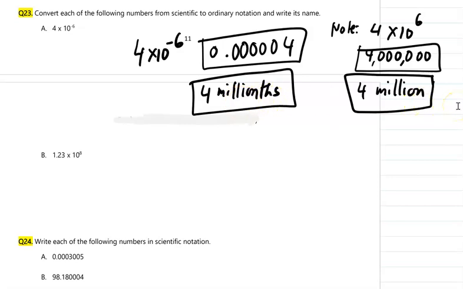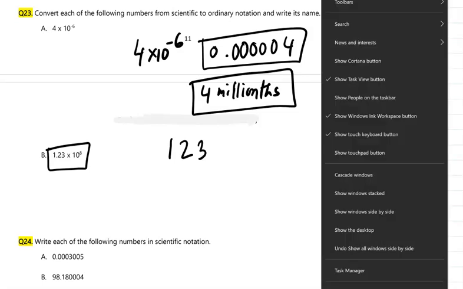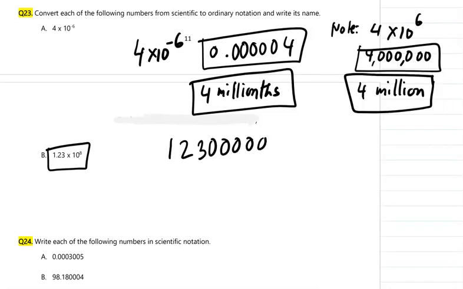Okay, that's the A. For the B, this number is a very big number because of 10 to the power 8. So to write this number as an ordinary number, you move this decimal 8 units to the right. Since you already have 2 units here, 2 and 3, you add 6 more 0s. So you get 1 2 3 0 0 0 0 0 0. After the decimal, you have 1 2 3 4 5 6 7 8 units.